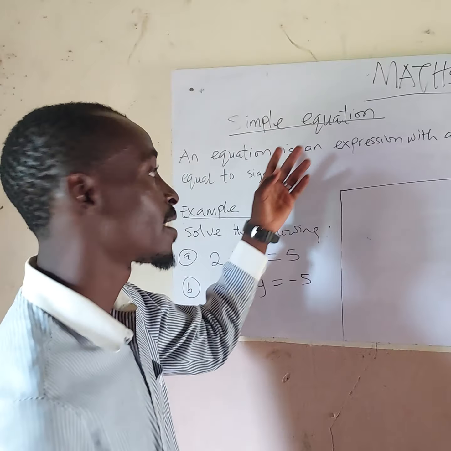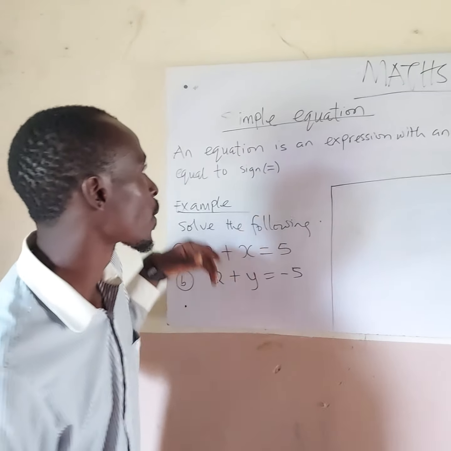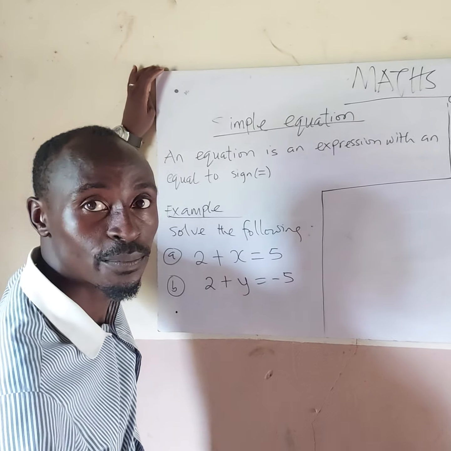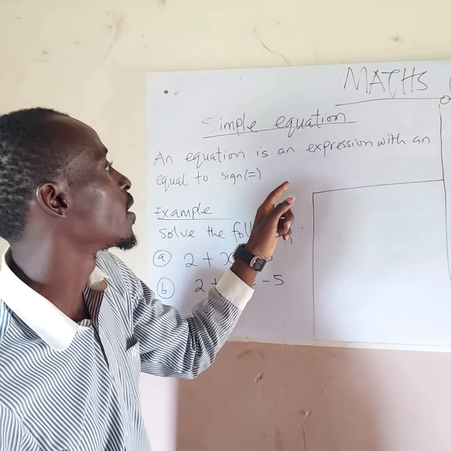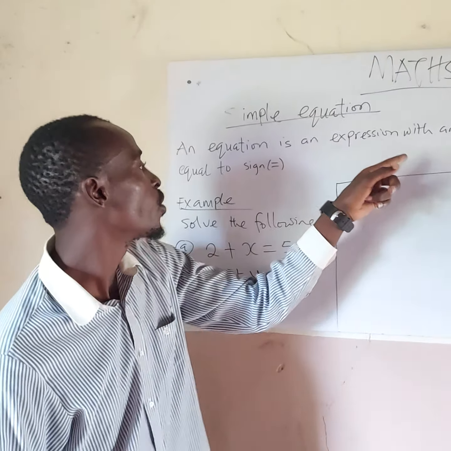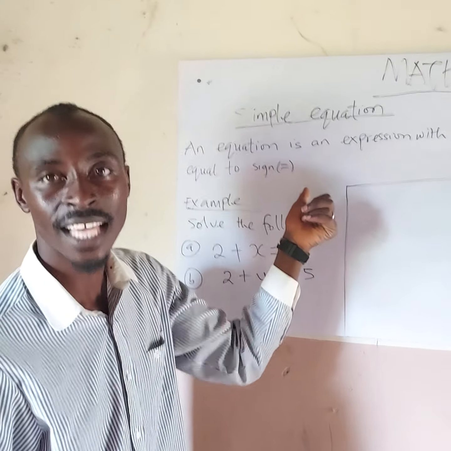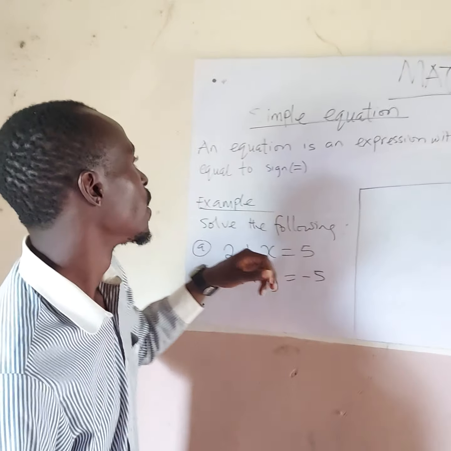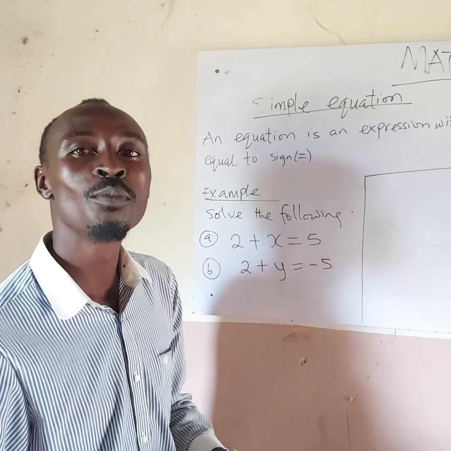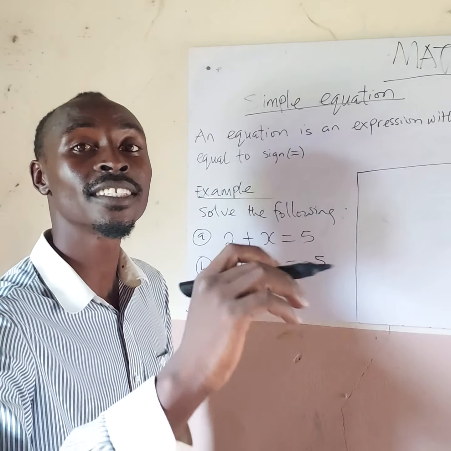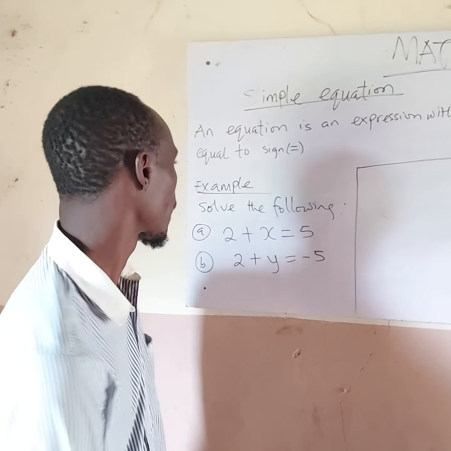Today we are looking at simple equations. An equation is an expression with an equal to sign. So anytime you hear equation, you must see an equality sign. If the equality sign is not there, it's not an equation.